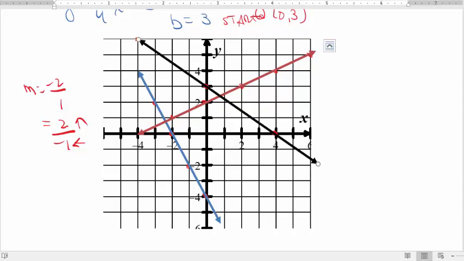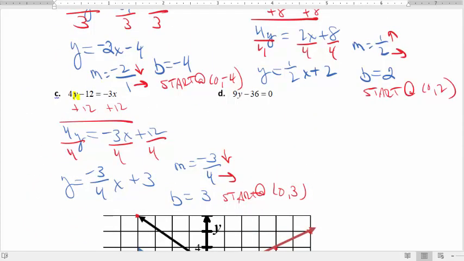And again, that one also had a negative slope, but the slope was only negative 3/4, so it's not quite as steep as the other negative slope line, which had a slope of negative 2, right? Because negative 2 is a steeper negative than negative 3/4. So you can see that the blue line is steeper than the black line. So that was another line with a negative slope.